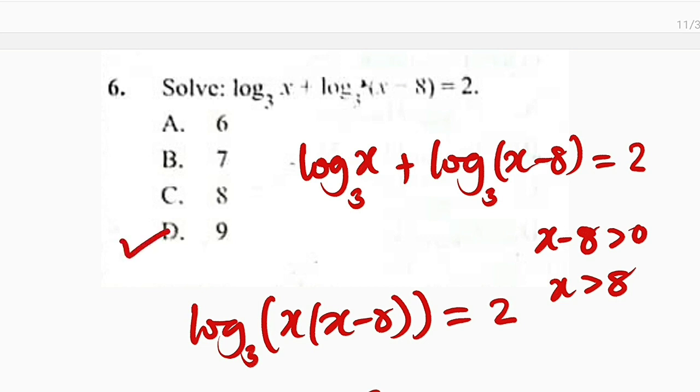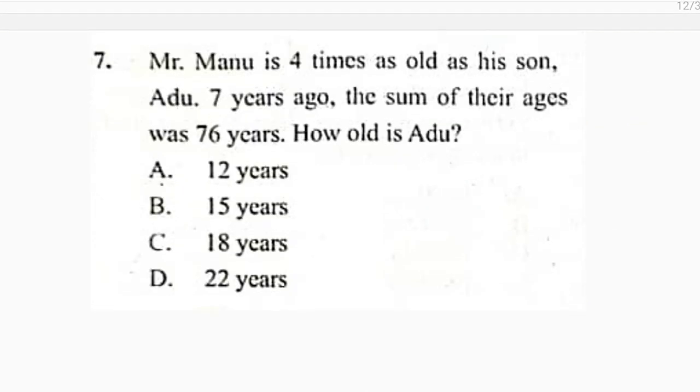Now let us move on to question number 7. All right, here is question number 7. The question reads, Mr. Manu is 4 times as old as his son, Adu. 7 years ago, the sum of their ages was 76 years. How old is Adu, which is the son?